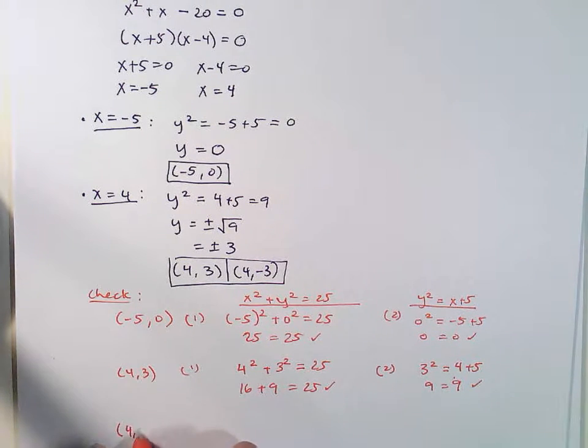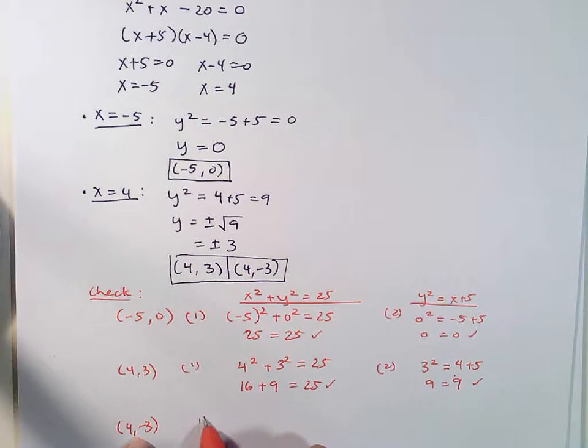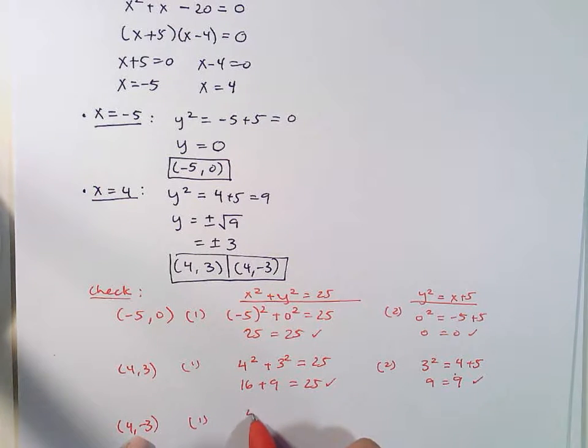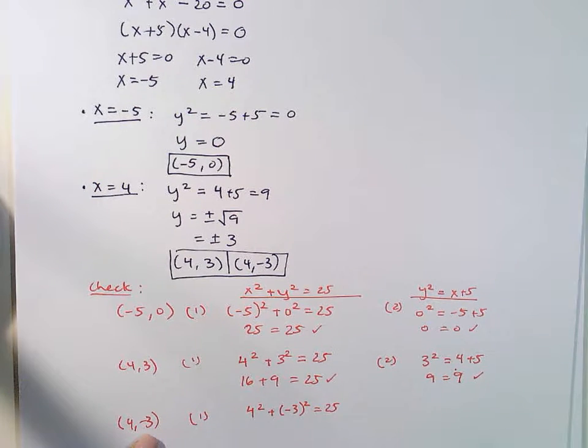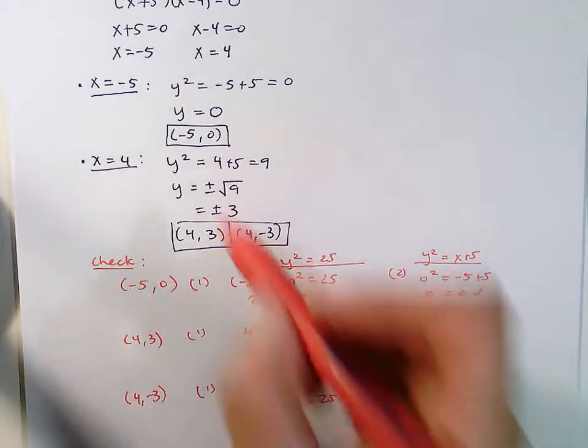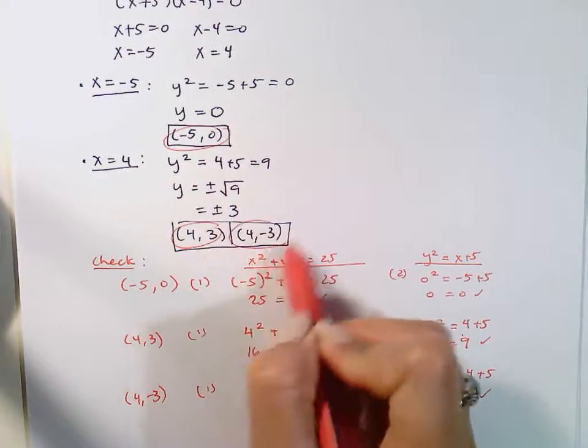So for 4, -3, plug in a 4 for the x and plug in a -3 for the y. So in the first equation, I'm going to get 4 squared plus y squared, so plus -3 squared, is equal to 25, and just like before, 16 plus 9 is equal to 25, so this is true. And then in the second equation, y squared, that's -3 squared, is equal to x, that's 4, plus 5, and that's 9 equals 9, so this is true, which means that all of my solutions checked off, which means that all of these are actual answers.